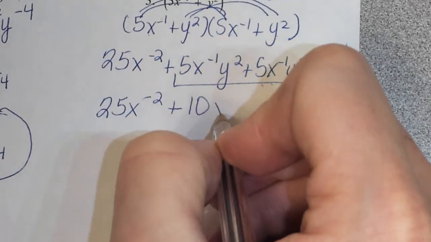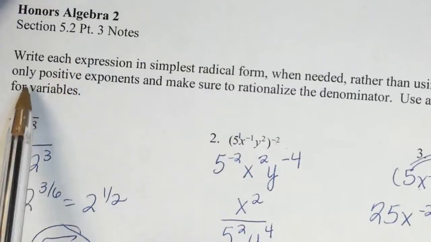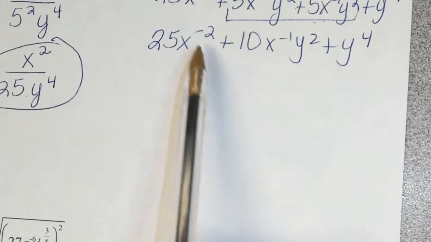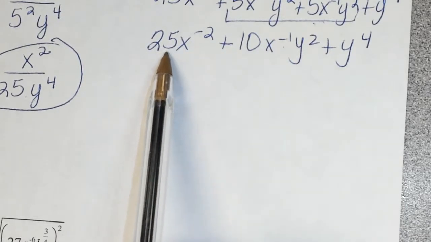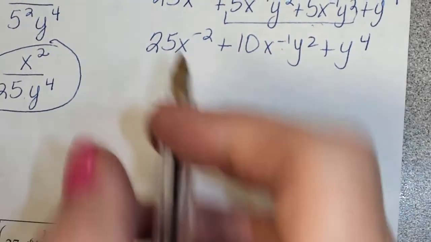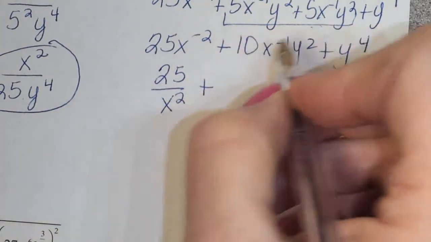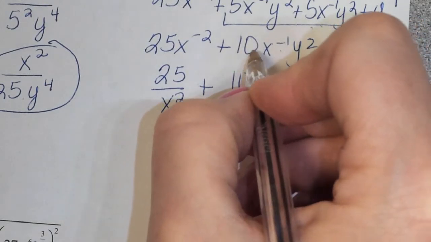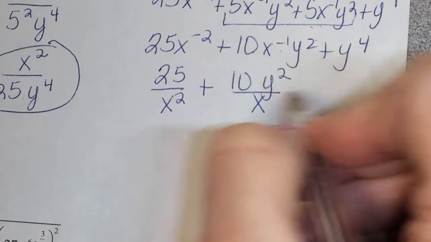So we have 10 of those. Okay, looking back at how we know when we're simplified. It says only positive exponents. We have a negative exponent there and a negative exponent there that we're not allowed to have. Do you know how this would be written then? Yep. This would be 25 over x squared plus 10. The 10 stays where it is. The y squared stays where it is. But this x has to go to the denominator.